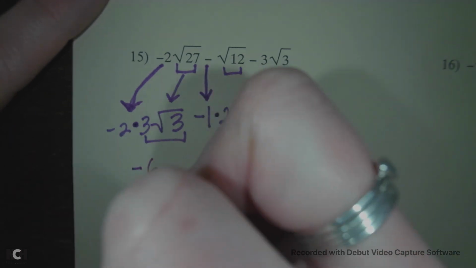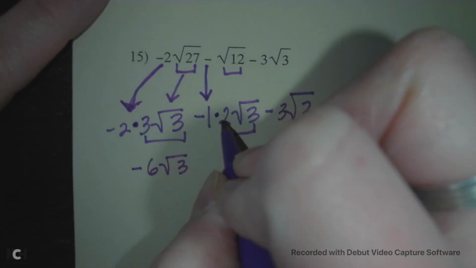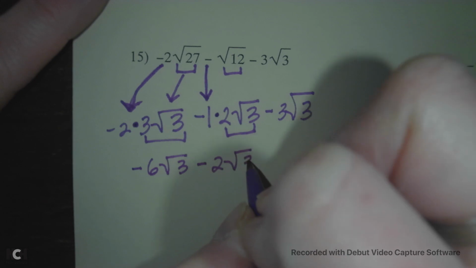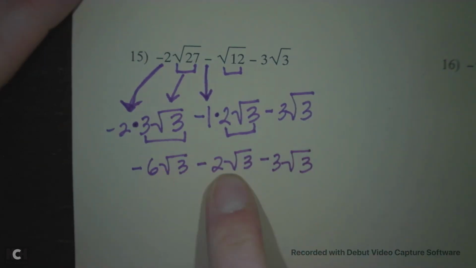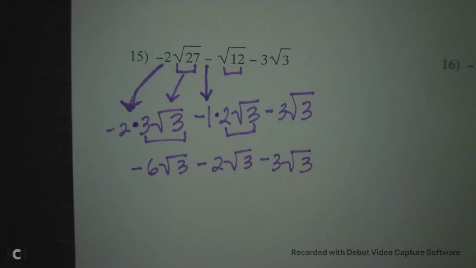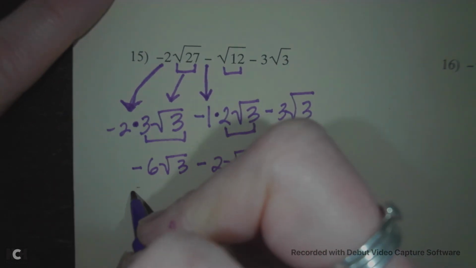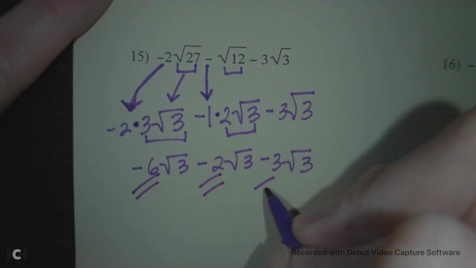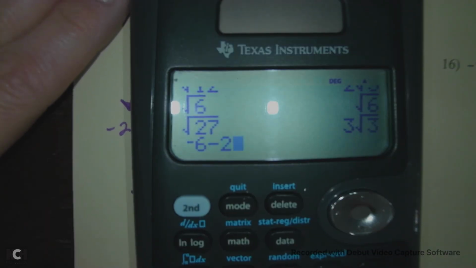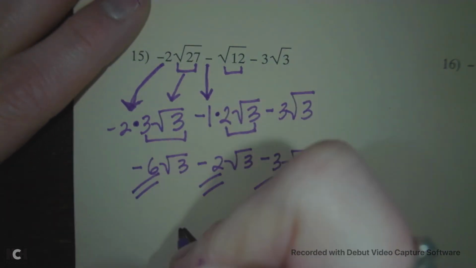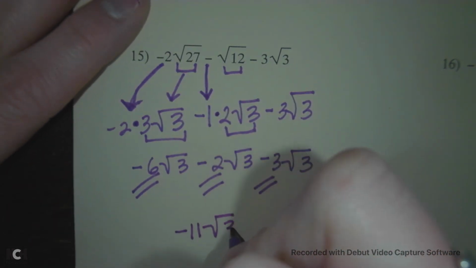Negative 2 times 3 is negative 6 root 3. Negative 1 times 2 is negative 2 root 3. And then we have negative 3 root 3. Hey, and what do you know? All of these roots match. So they're all like terms. So we can combine the number that's in front. So we have negative 6, negative 2, and negative 3. So negative 6 minus 2 minus 3 is negative 11. So my final answer for this one is negative 11 root 3.